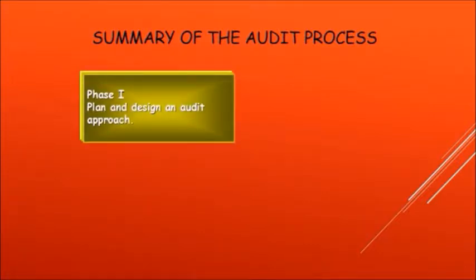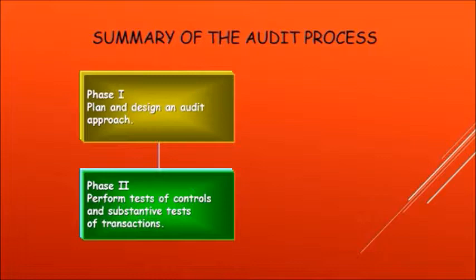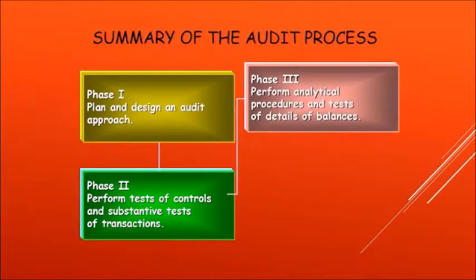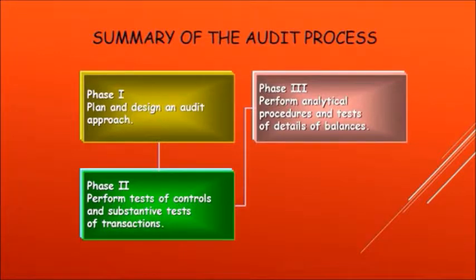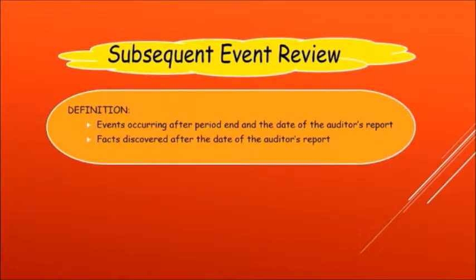Summary of the audit process. Phase I: plan and design an audit approach. Phase II: perform tests of controls and substantive tests of transactions. Phase III: perform analytical procedures and tests of details of balances. Phase IV: complete the audit and issue an audit report. For this topic we will focus more on Phase IV: completing the audit and issuing an audit report.